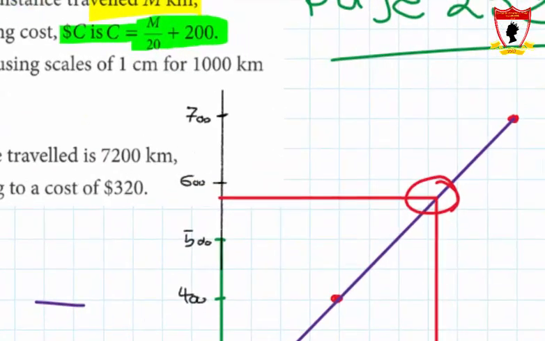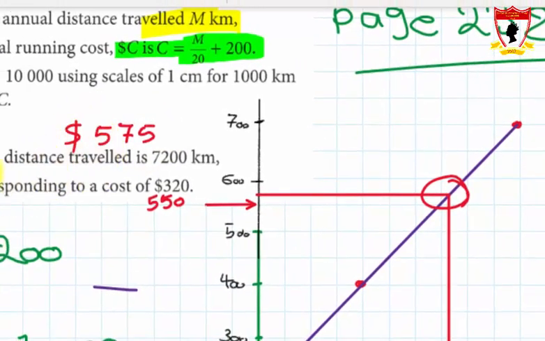Halfway between 500 and 600 is 550. Then it looks like it's halfway between 550 and 600, so it could be $575. The cost of 7,200 kilometers is $575.